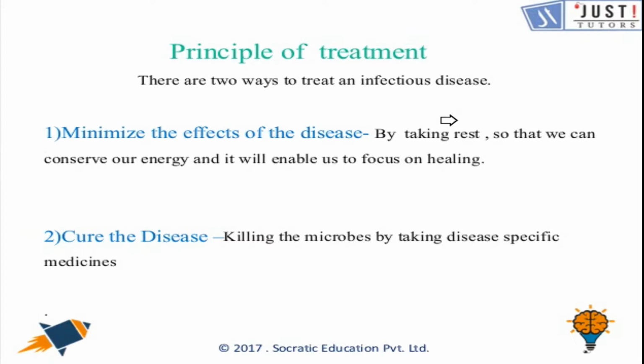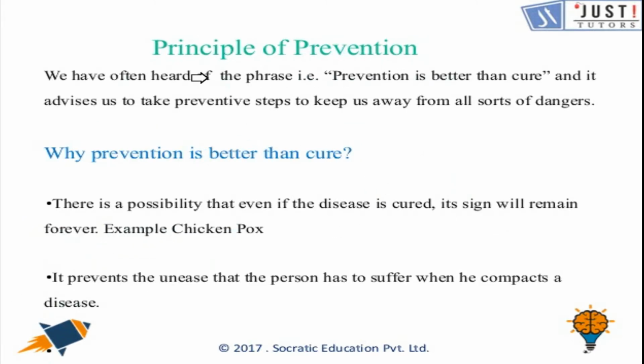There are two ways to treat an infectious disease. The first one is to minimize the effect of the disease by taking rest so that we can conserve our energy, and it will enable us to focus on healing. And the next one is to cure the disease. It is basically killing the microbe by taking disease-specific medicines. Let's move forward and talk about principle of prevention.